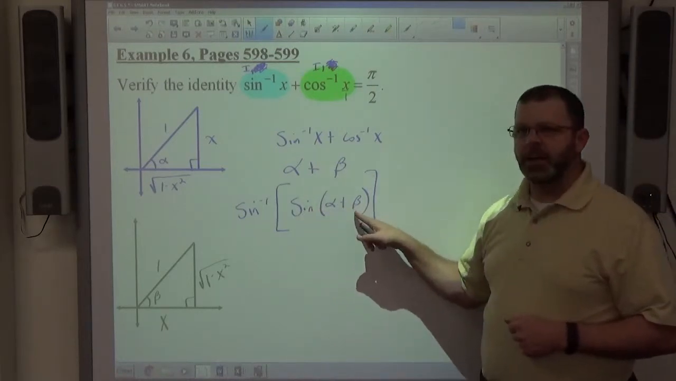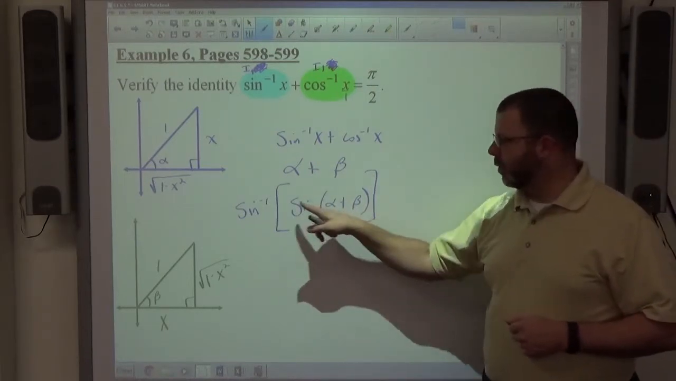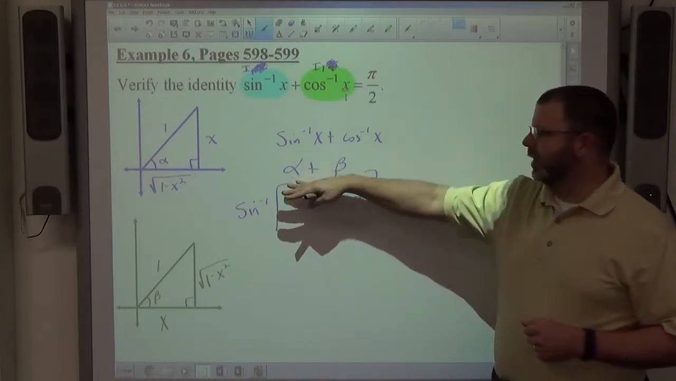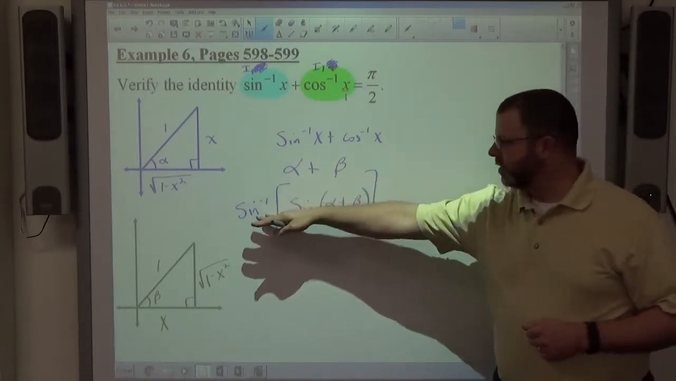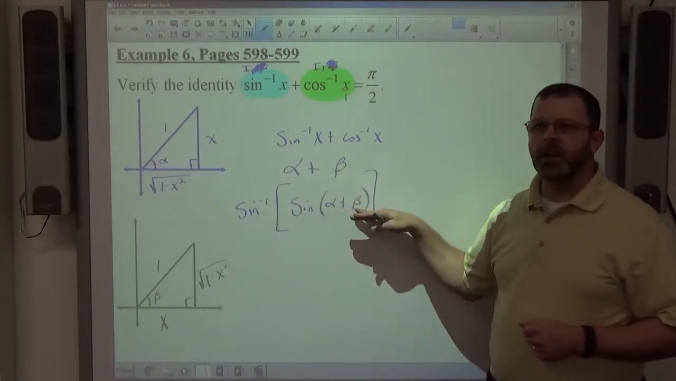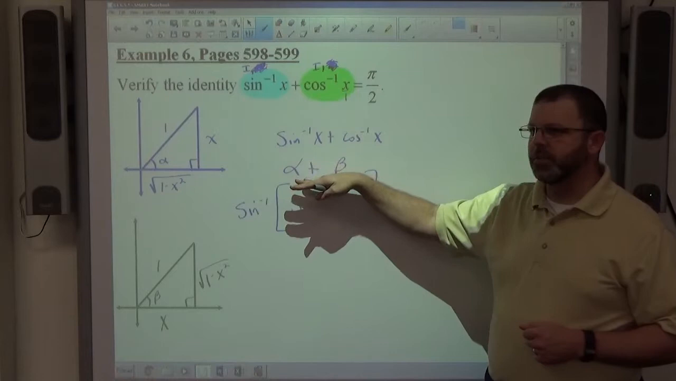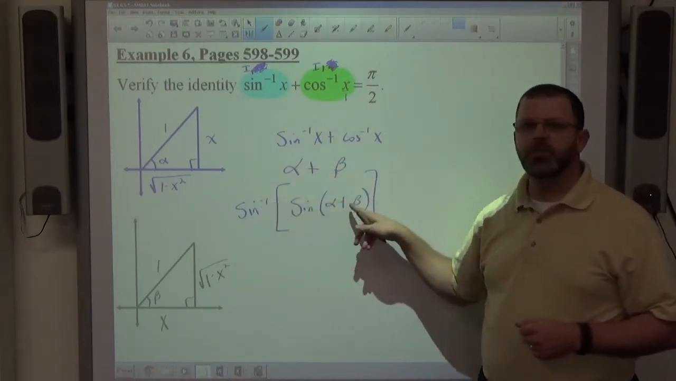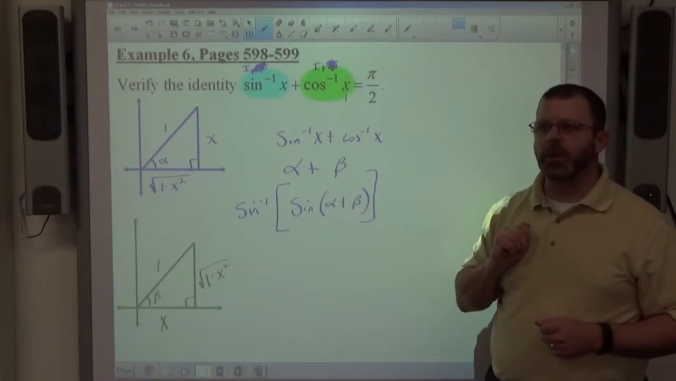I can take sine of anything, right? Now if I'm doing the inverse sine of anything, the answer is the anything, right? So if I have 7, inverse sine of 7. If I had dog, inverse sine of dog. It doesn't matter what this is. Inverse sine of that thing's the same thing. Inverse cosine of that thing's the same thing.